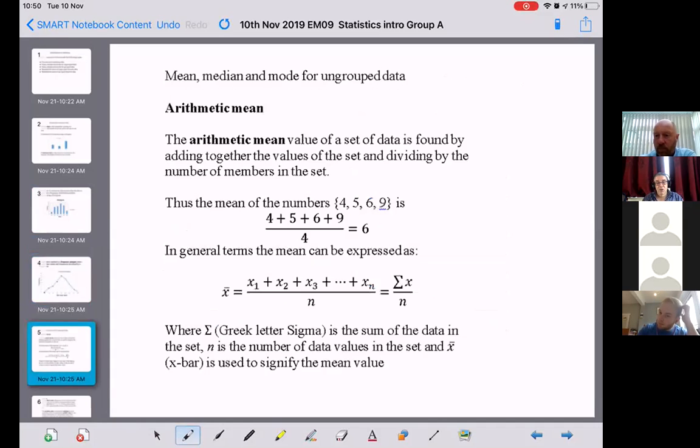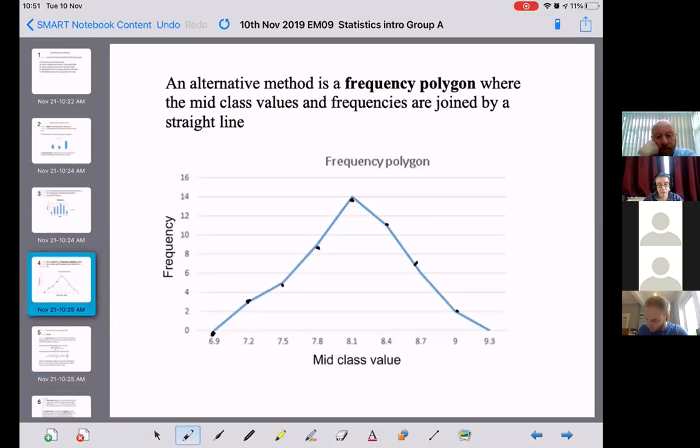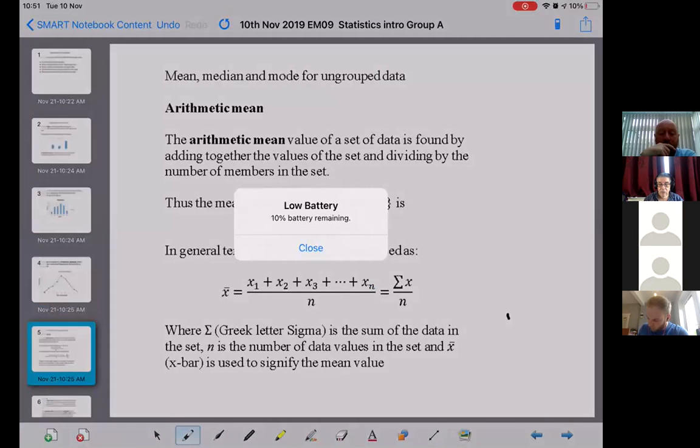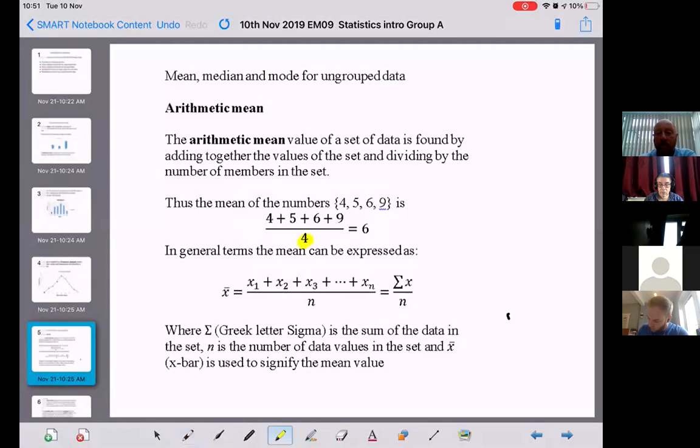Right, mean, median, and mode for ungrouped data. So first we'll consider what's called the arithmetic mean, or most commonly known as the average of a set of data. You find that by adding up all the numbers in the set. So here we're adding 4, 5, 6, and 9 together, and dividing it by the number of digits in the set. So you add them all up, divide it by the number of digits.